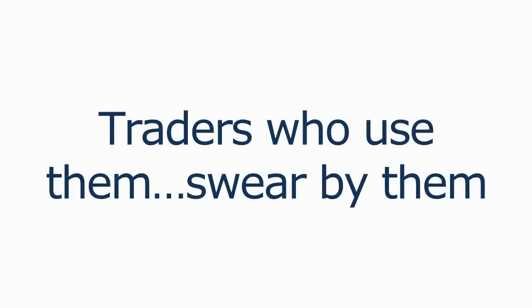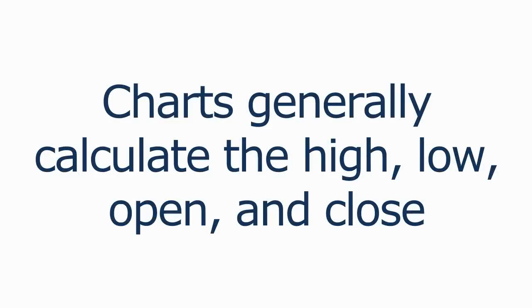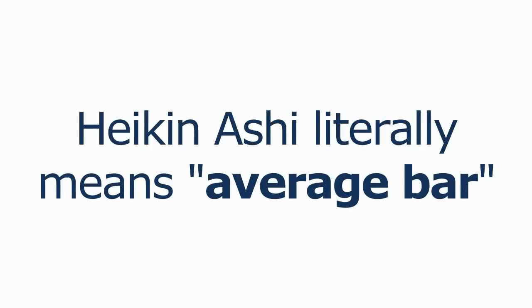And Heikin Ashi charts, they're probably not as popular as bar charts and traditional candlesticks, but for the traders who use them successfully, they don't really care how popular they are. Now, charts in general calculate the high, the low, the open, the close, which makes the main difference between Heikin Ashi and other charting types: it plots the average price. Heikin Ashi literally means average bar. And those who use Heikin Ashi charts are going to see the noise of the market virtually removed and probably a much cleaner representation of price movement.